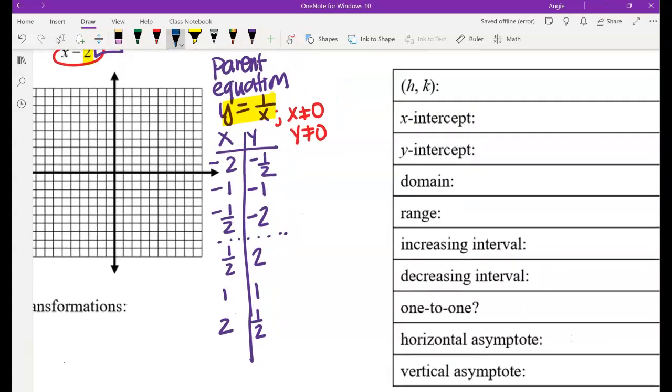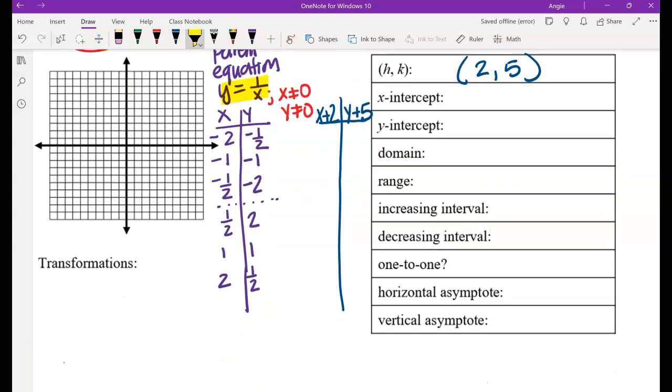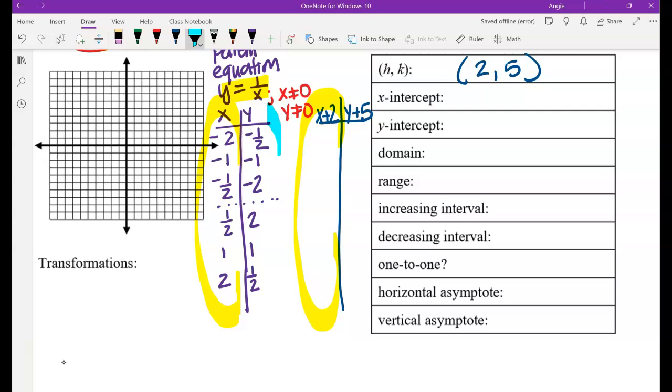Now we want to transform using your a, h, and k. So we have an a value of 1, so we don't need to multiply y by 1 because it doesn't change anything. Your h and your k get written in here. So h is going to be added to x, so x plus 2. Your k is going to be added to y, the 5, because it's positive. So we are going to take all of this right here, guys, take all your x's and all the y's, and transform them to this, okay? Take a few minutes to do so.